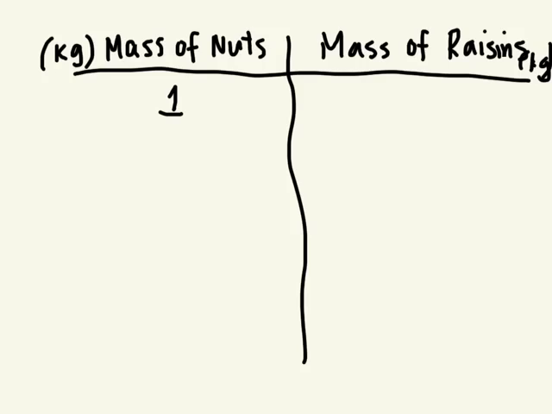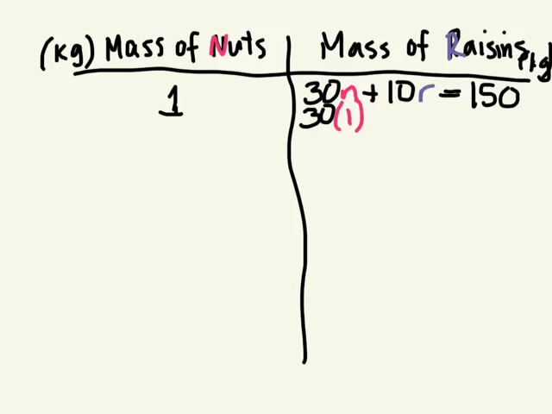If we have 1 kilogram, what would I do with that information to find out how many raisins? Yep, plug it into the equation. So again, what was the equation? It was 30n plus 10r equals 150. This was the equation given. Well, if we're saying that we have 1 kilogram of nuts, I'm going to replace n with 1. And what am I solving for? Raisins. I want to know how many raisins we can get if we have 1 kilogram of nuts.